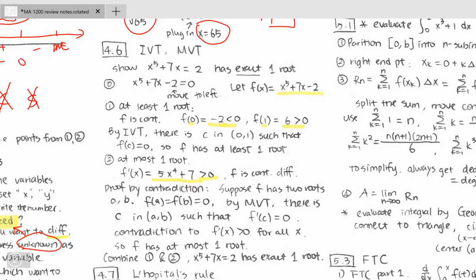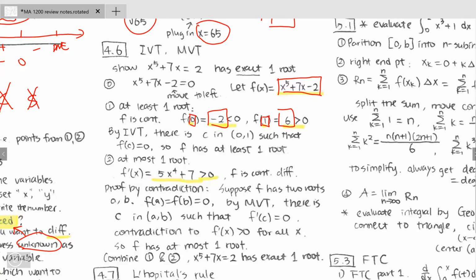So the typical problem is to show an equation has exactly one root. A lot of steps are the same except some part of it. So you replace this part when you see a new function. For at least one root, you say f is continuous and you want to plug in a number such that f of that number is negative, and you need another number such that f of that number is positive. Then you can say by the intermediate value theorem, there is a c such that f of c equals 0. So f has at least one root.